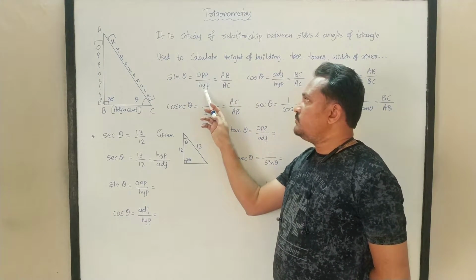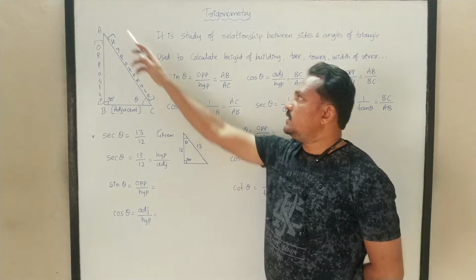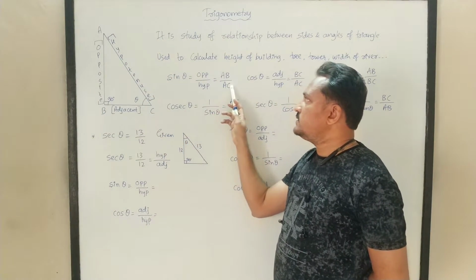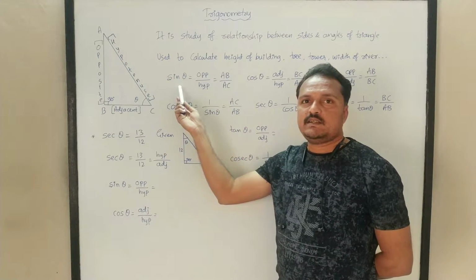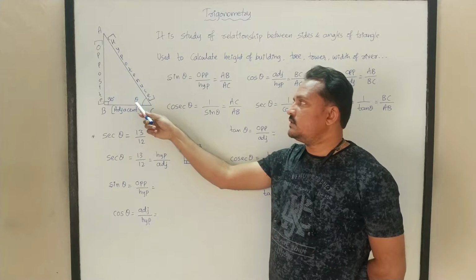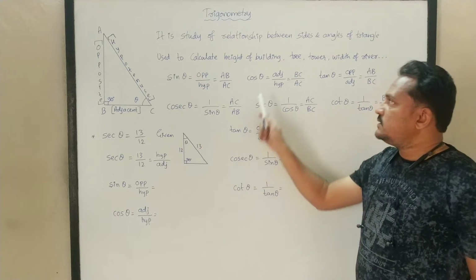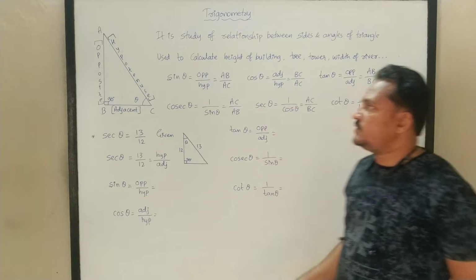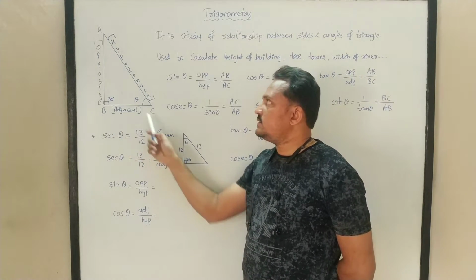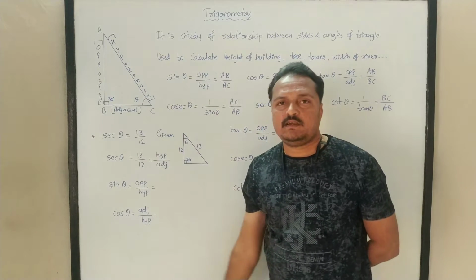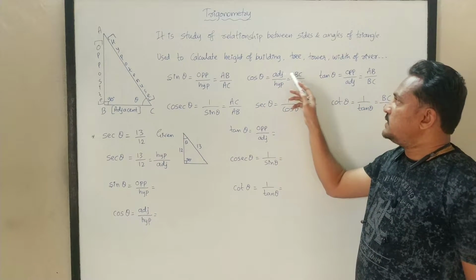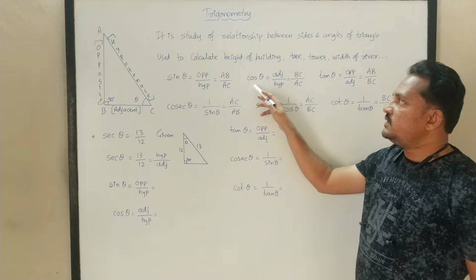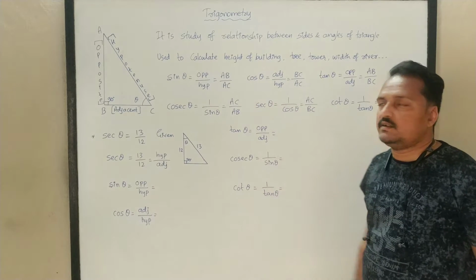The opposite by hypotenuse here, that is AB divided by AC. This ratio we are going to call sine of theta. Theta is here, this angle. Next, cos of theta, that is adjacent divided by hypotenuse. BC is adjacent and AC is the hypotenuse. So adjacent by hypotenuse will give me the cosine of theta here.